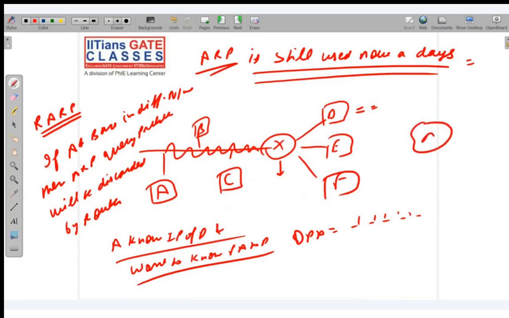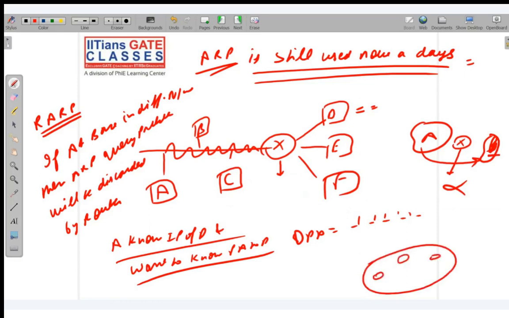See this, if one machine is in this network, and one machine is in that network, then you cannot know the physical address of this machine, because in between there should be a router, and the router will drop the packet. But if you have one big network and you have made small subnets of this network, that means subnetting is used, then if A wants to know the physical address of D, it should be allowed, because for the big network you have made small subnets.